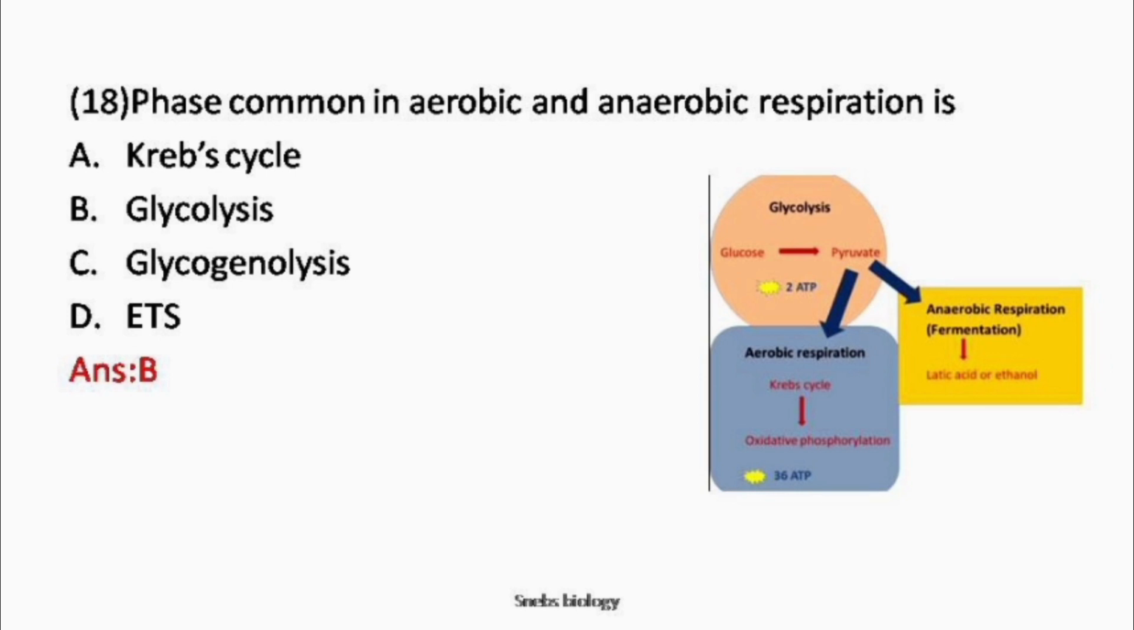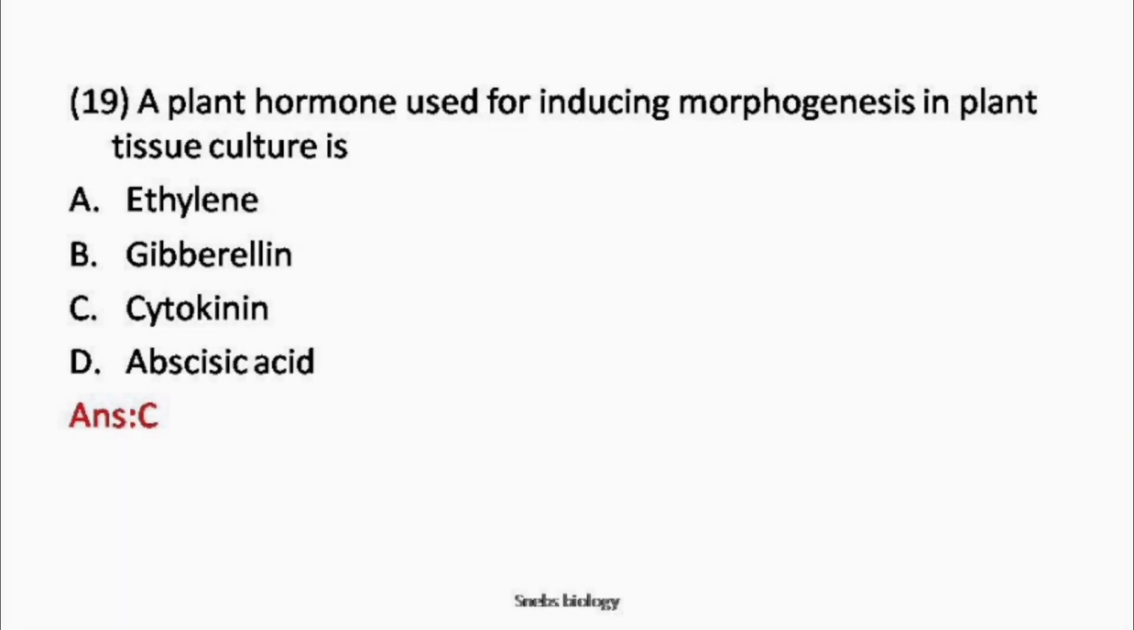Okay. Next question number 19. A plant hormone used for inducing morphogenesis in plant tissue culture is option A, ethylene, option B, gibberellin, option C, cytokinin, option D, abscisic acid. So the correct answer is option C, cytokinin. Auxin in combination with cytokinins is used in tissue culture for good growth of callus.